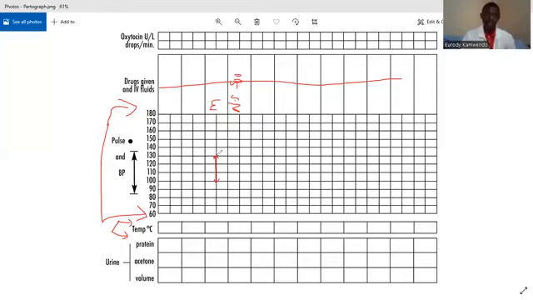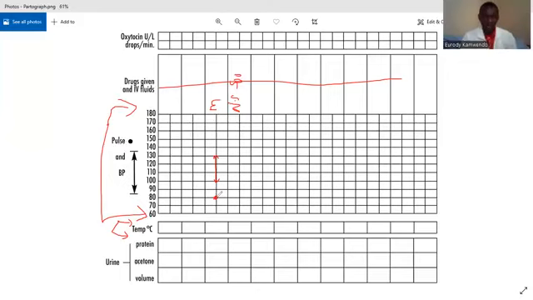Then when it comes to the pulse, let's say you check the pulse of this woman, and the pulse is around 80 beats per minute. It means that you follow this line and put a dot on the same line like that. And the dot indicates pulse. It means that this woman's pulse is 80 beats per minute.